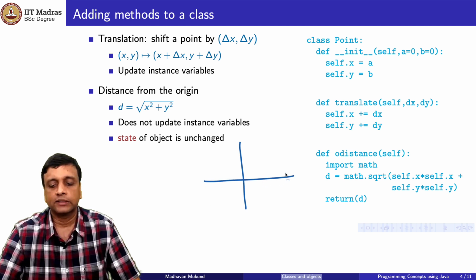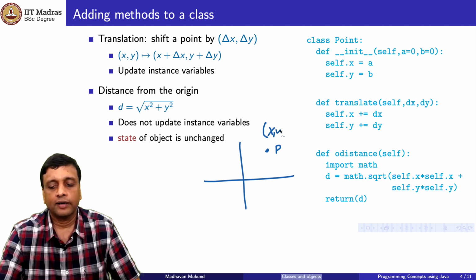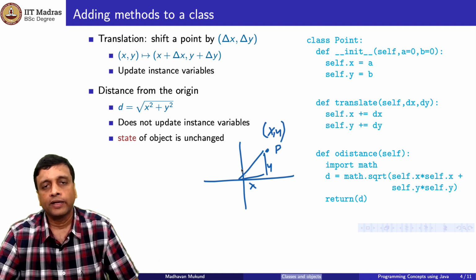If I draw this thing and I have a point P here, then it is at x, y, right? Then by using Pythagoras theorem, I know that if this is x and this is y, then the distance is the hypotenuse, which is the square root of x squared plus y squared. So this is the function o_distance, the distance from the origin.